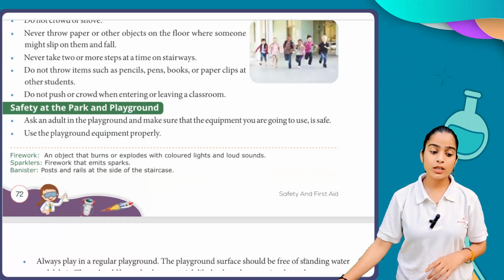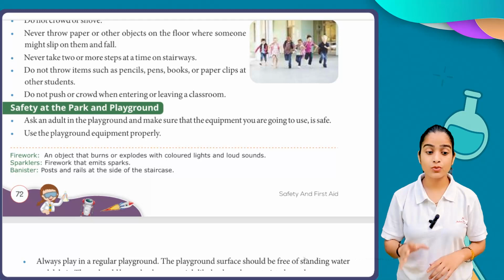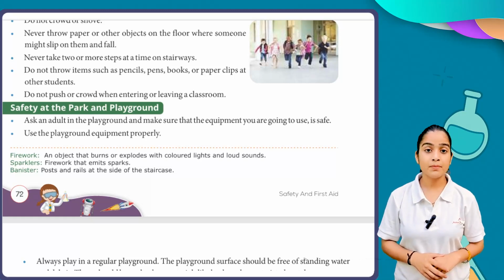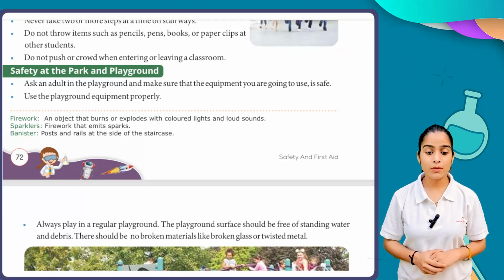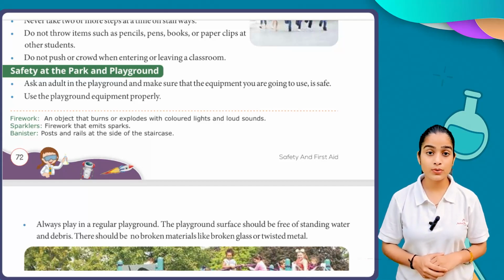Now we are going to learn about the other safety rules which we have to follow at the park and playground. Safety at the park and playground. Ask an adult in the playground and make sure that the equipment you are going to use is safe.